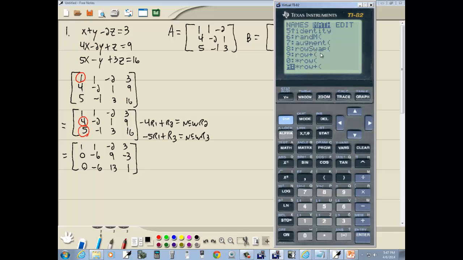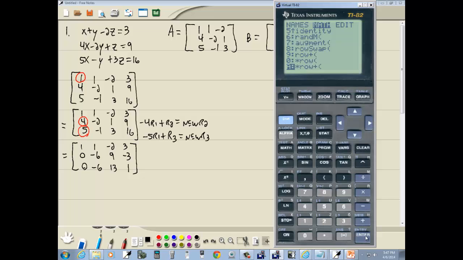there's row swap. This is where you can add one row to another row. The 0 here is where you multiply a row by a number. And then this one here is where you multiply a row by a number, and then you add it to another row. So this is one we want. We want the very last one.